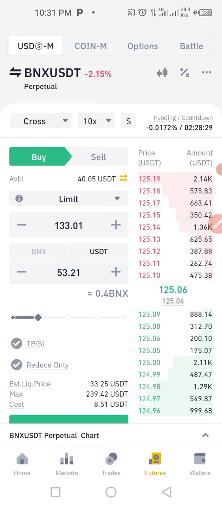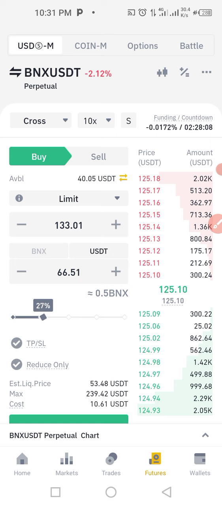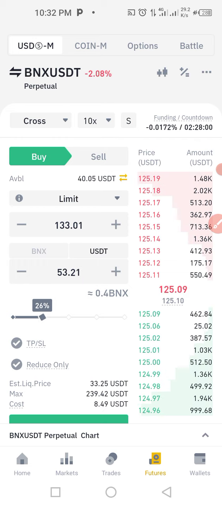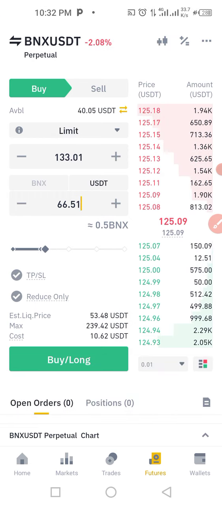be looking at this cost and maximum. The cost here is the amount I'm using to buy this 0.4 BNB, which is 8.49 USDT. But I want to use $10. Let me drag it till I have $10. All right, if you can't get exactly $10, just use, okay, it's saying 10.6. I can still use that. So $10.6. Now my trade is set. So I can now click the buy button.